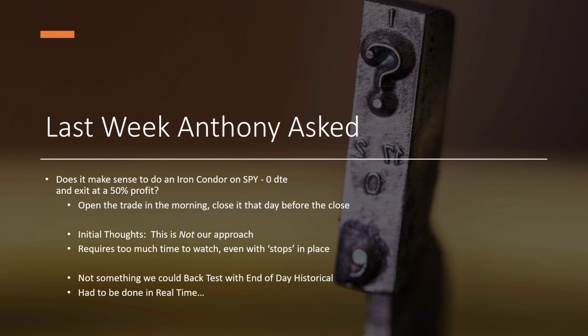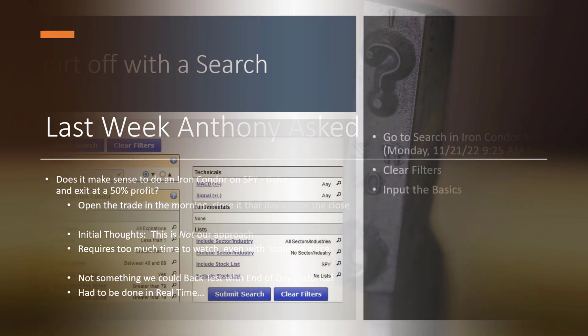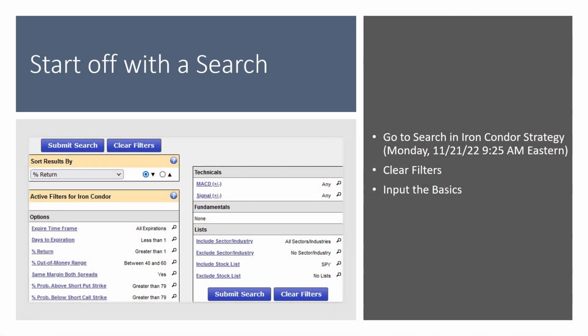Now, our initial thoughts, this is not our approach. It requires too much time to watch, even with stops set in place at your broker or on the Power Options portfolio tools. It's not something we could backtest during the webinar because the historical data on Power Options is end of day, so we wouldn't see the intraday history. It had to be done in real time. So, of course, we're up to the task.